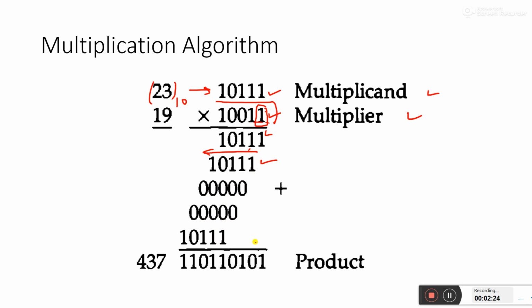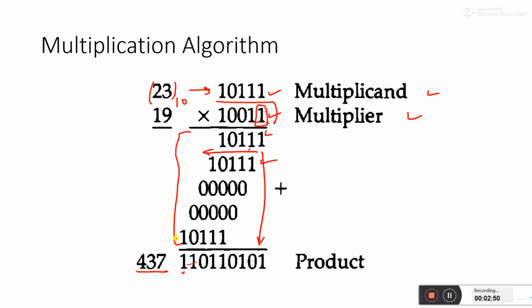When all the multiplication is completed, we do addition. We just add all these partial products, and we get the final answer, which is 437.